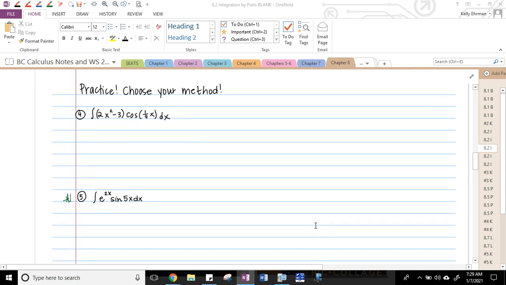So let's continue on to the back of this page. When I choose my method, I'm going to use tabular, but if you want to choose the other way, feel free to do so. It's whatever you're more comfortable with. So again, remember, we're picking u, no matter what method you're choosing. Pick u based on LIATE. So algebraic comes before trig.